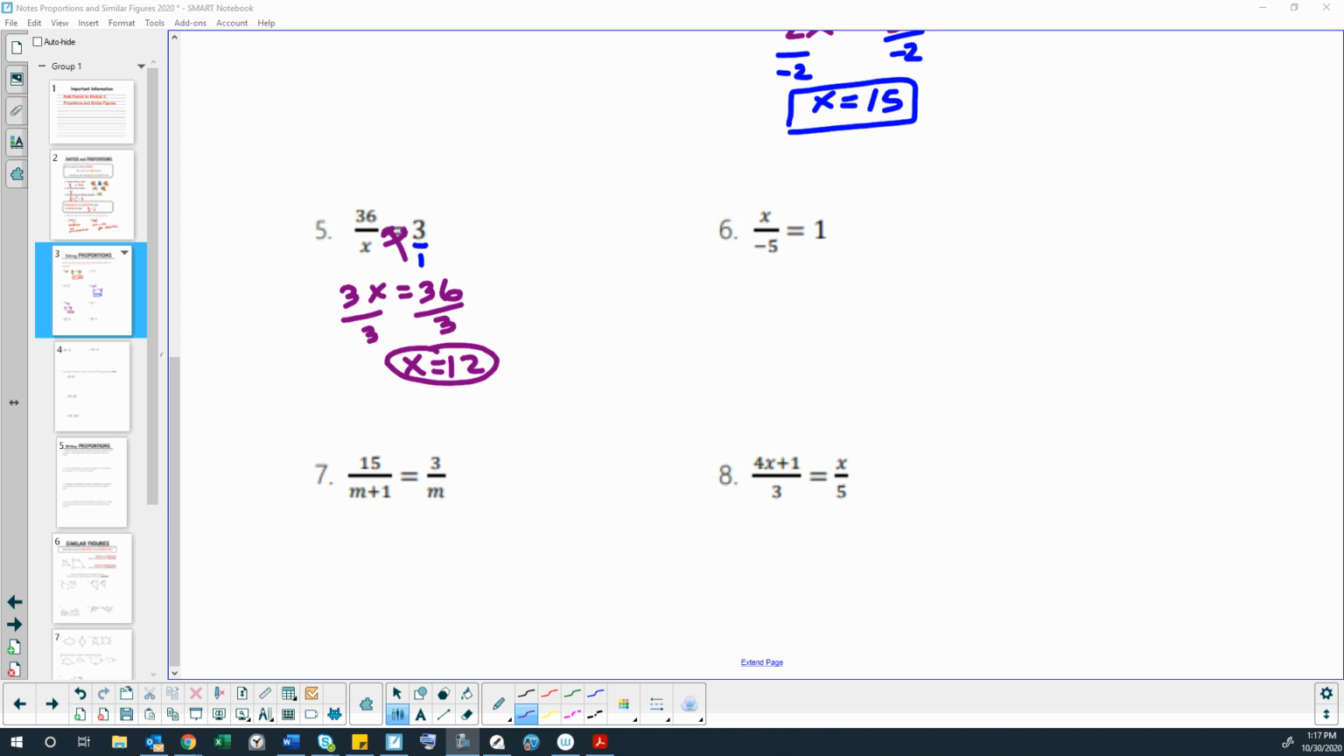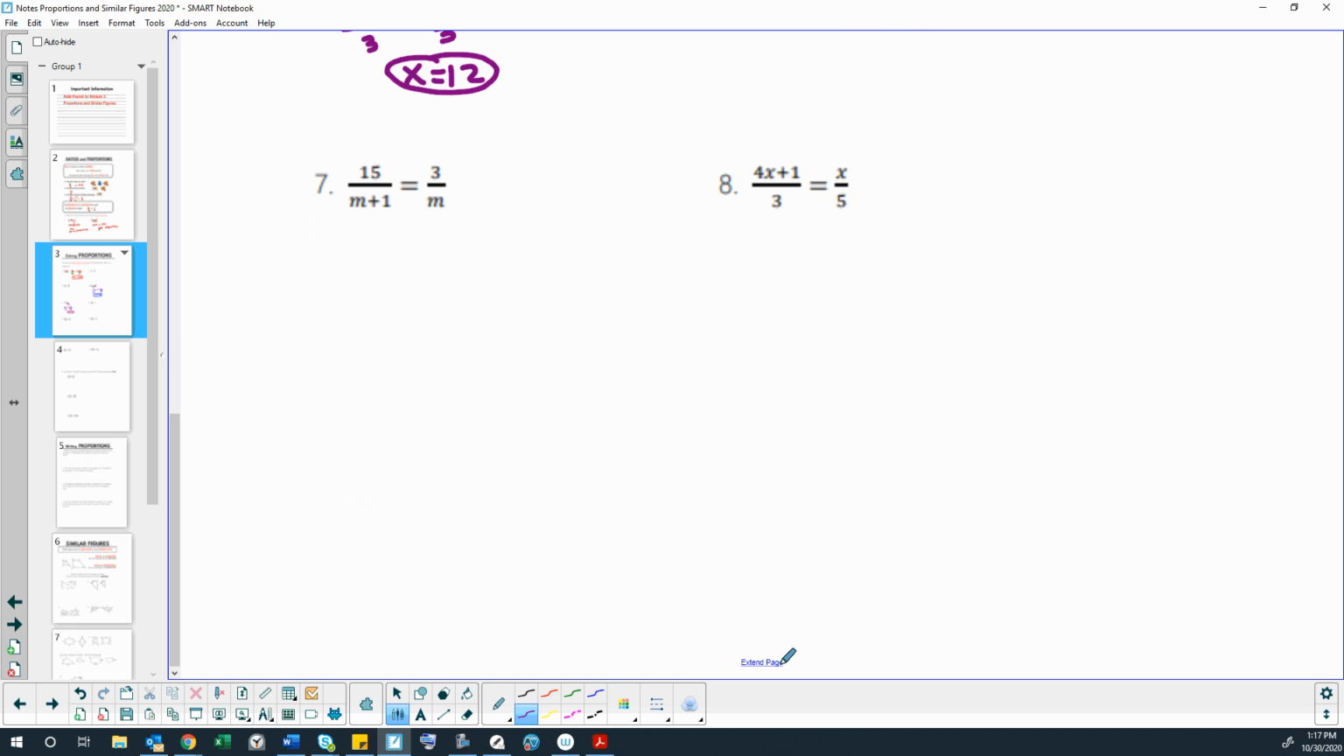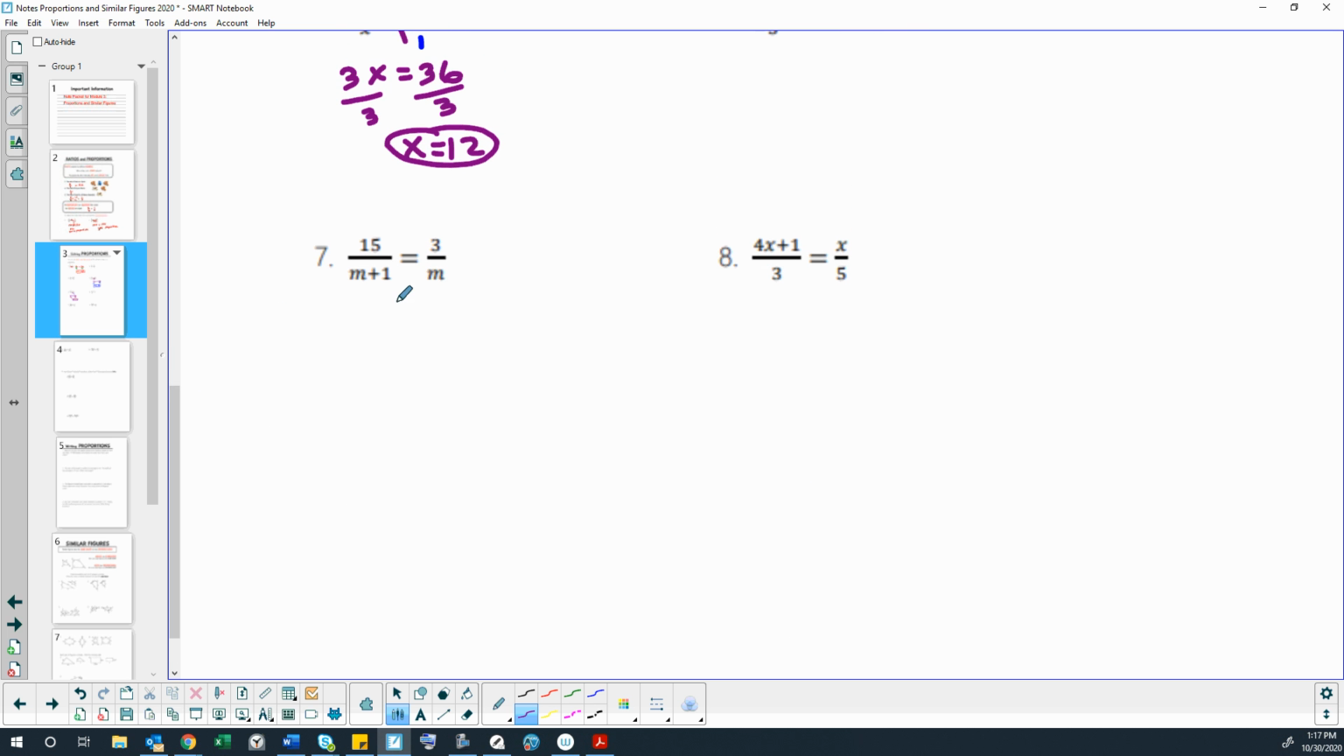As promised, here are a few of these more difficult proportion problems. So let's go through question 7 and then maybe also question 8. This is on page 3 of the proportions and similar figures notes. Okay, so I'm going to start by getting rid of my fractions by using the cross product property.